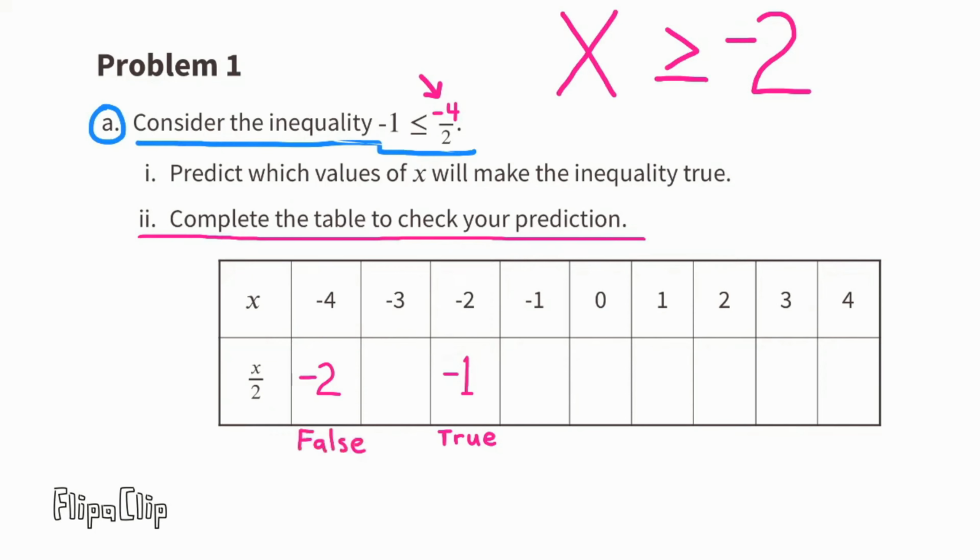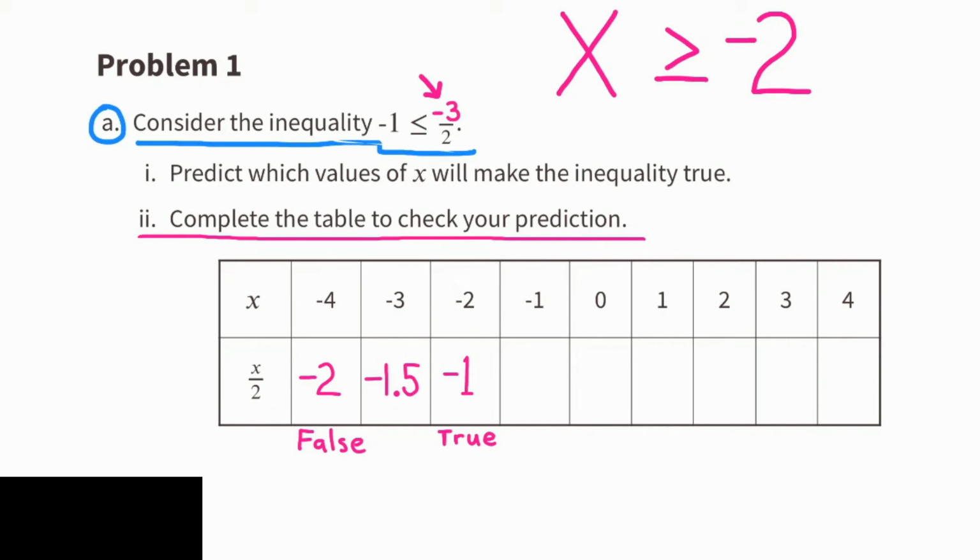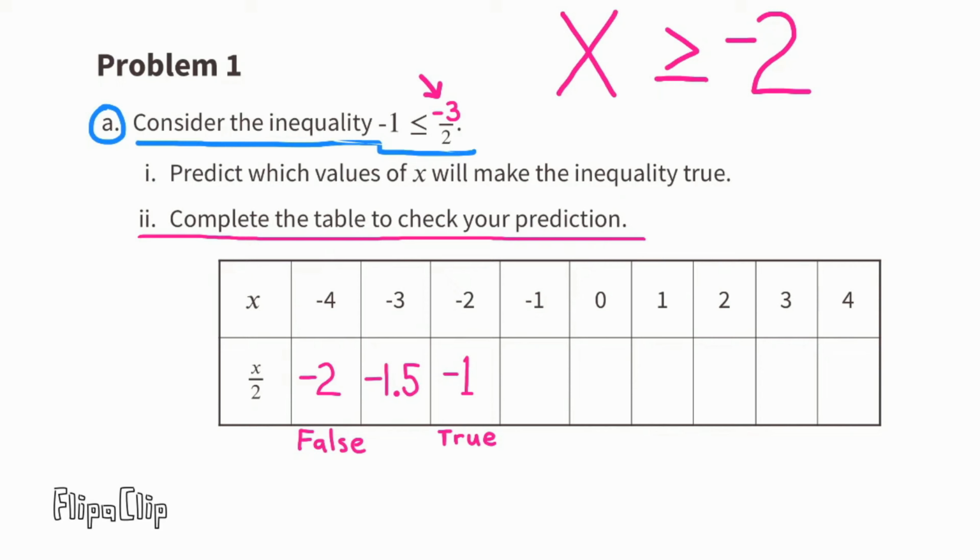So this is false. Let's substitute the x with the -3. Now we have -3 divided by 2. That equals -1.5. -1 is not less than or equal to -1.5. When the value for x is -3, it is not greater than or equal to -2. So this is false. All the rest of the values for x in the table will make the inequality true.